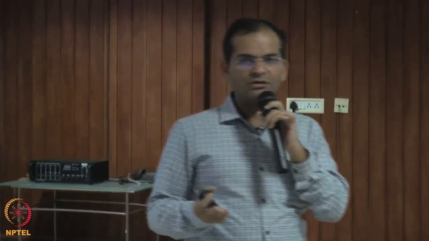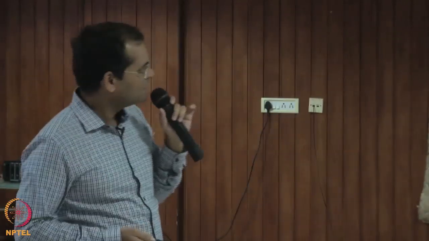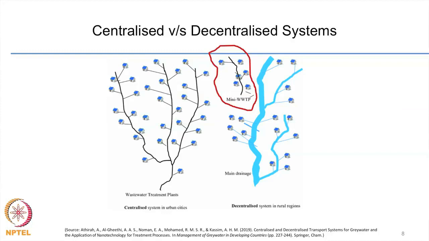And you have been trained now, and you know this. The second thing we should think of is centralized and decentralized systems, and I think you have been trained on the advantages and disadvantages. Small-scale treatment, cluster treatment or household-level treatment go into the decentralized system discussion.